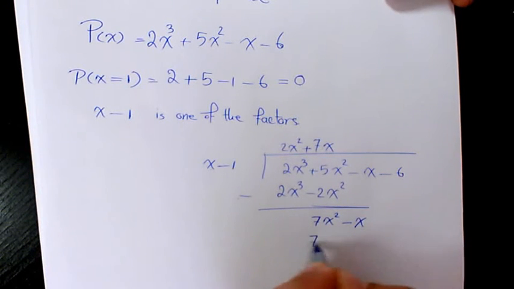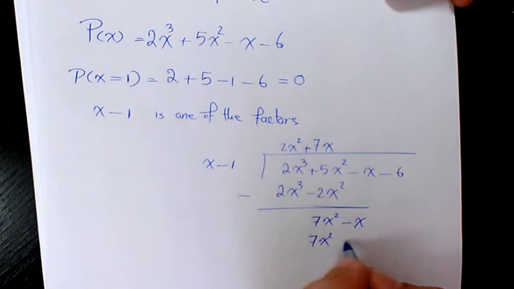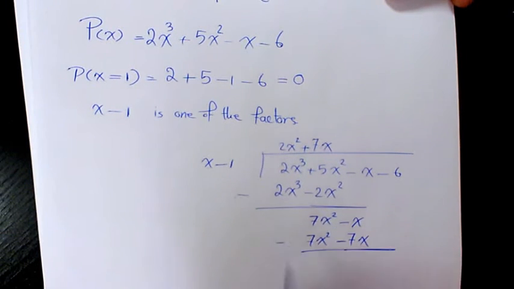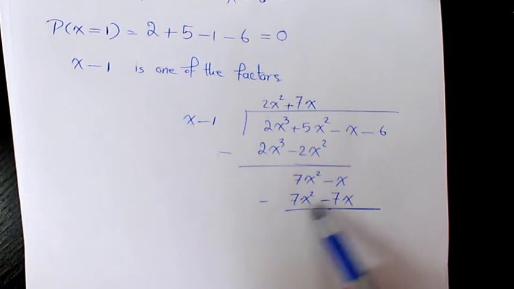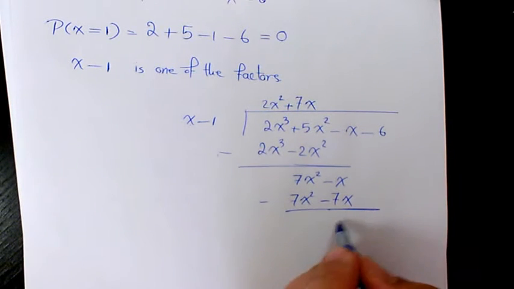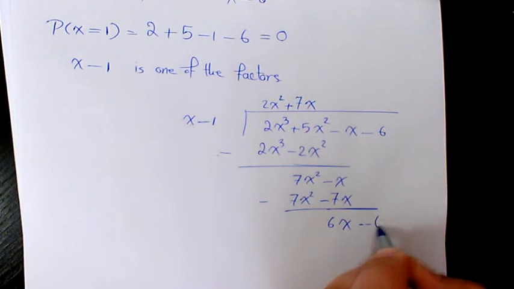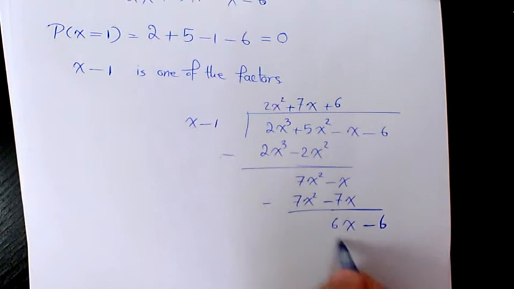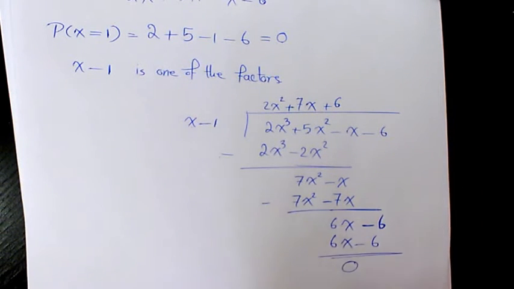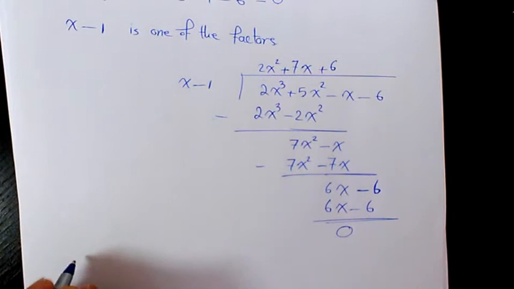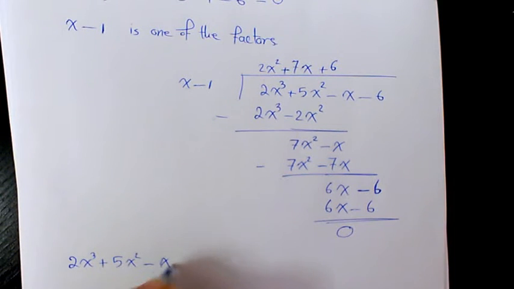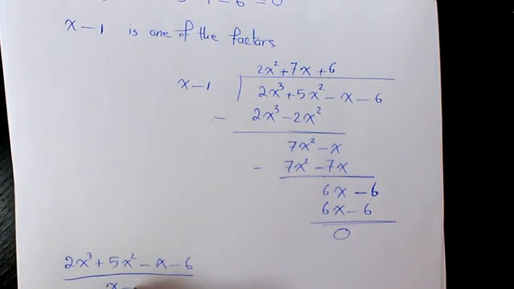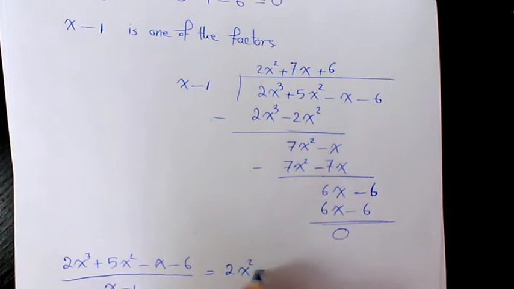Now I need to multiply 7x by the whole terms here. 7x times x is 7x squared. 7x times negative 1 is negative 7x. When you subtract, these two are 0. Negative x minus negative 7x is 6x, and then you bring the next number down, which is negative 6. 6x divided by x is 6, so we have 6x minus 6, and that's equal to 0. So as a summary, 2x cubed plus 5x squared minus x minus 6 divided by x minus 1 equals 2x squared plus 7x plus 6.